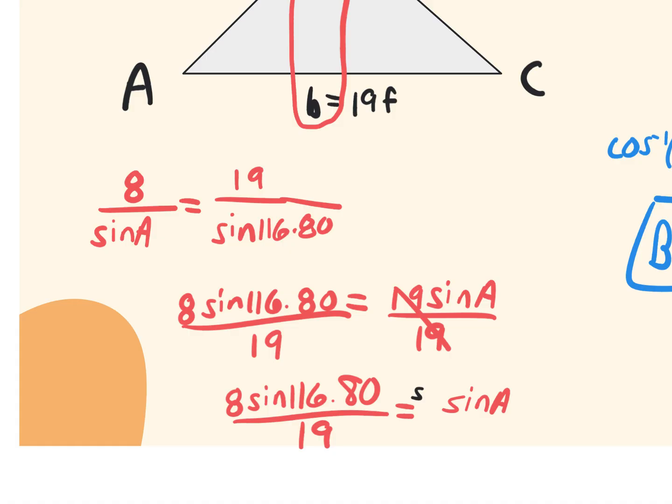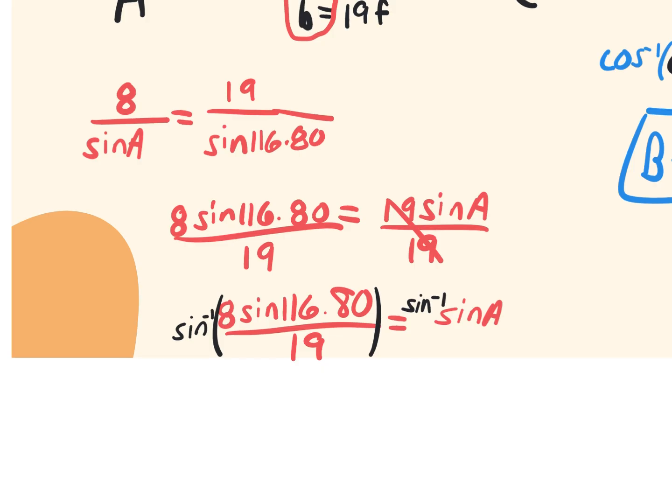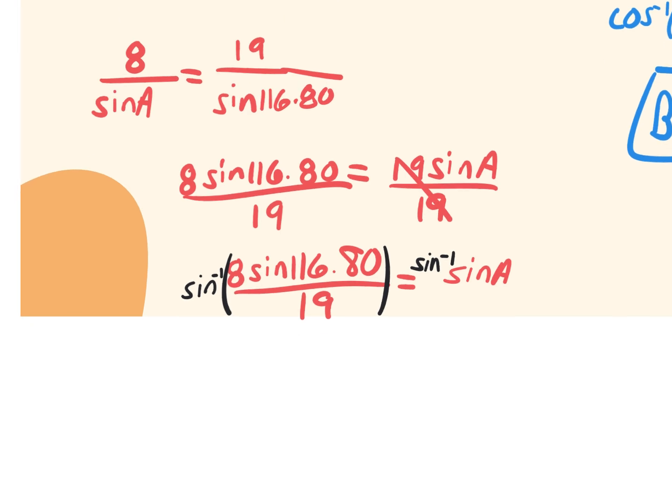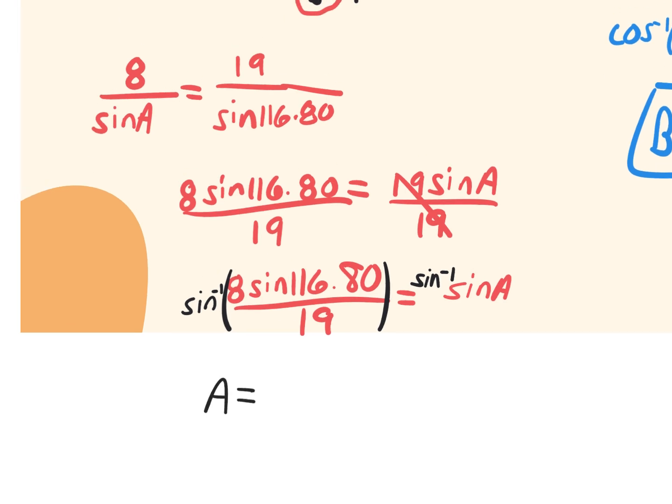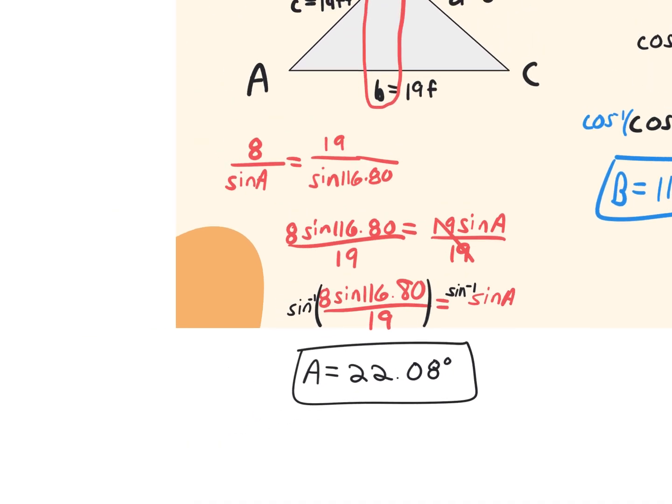And just like before, we're going to do sine inverse to get our angle A. Again, another part where you want to be careful with what you put in the calculator. You're going to do sine inverse of 8 sine of 116.8. Close your parentheses and then divide by 19. And then we should get A is what? It's to 2 decimal places. Okay, good. So we should get 22.08 degrees. And then that's angle A.